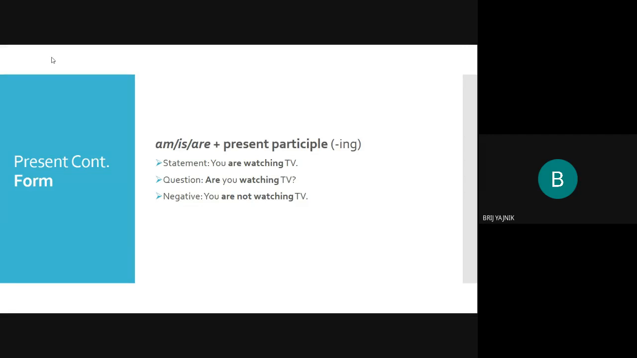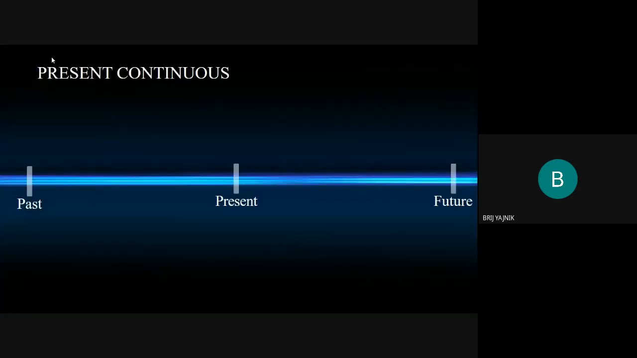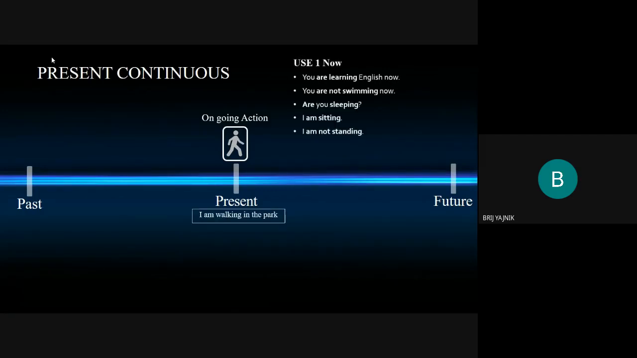Now let me take you to the timeline where we will discuss the usages of present continuous, and there are many. So be careful. First use, very simple and very easy, ongoing action at the point of time or at the time of speaking. I am walking in the park. This is one of the easiest, or one of the known ways of using the present continuous tense. So you say, you're learning now, you're learning English now.